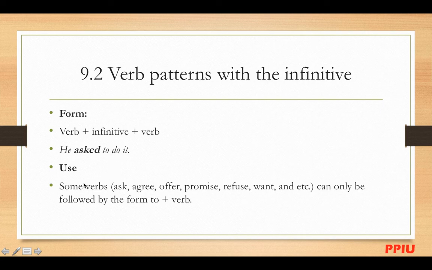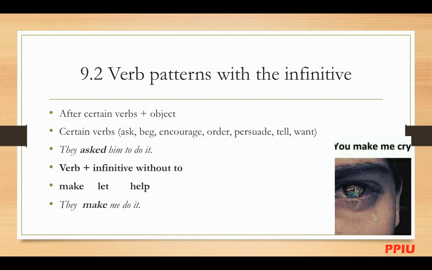In this type of pattern, you see some verbs like ask, agree, offer, promise, refuse, want, and some other verbs that we use with the to-infinitive, like agree, decide, expect, happen, intend, offer, or seem. A lot of verbs that we can use only with the infinitive. So those verbs we use with the to-infinitive.